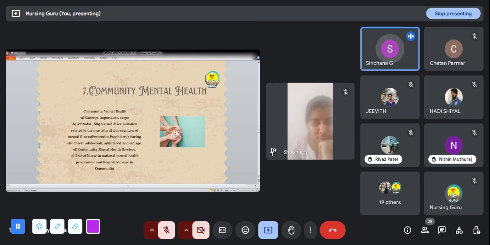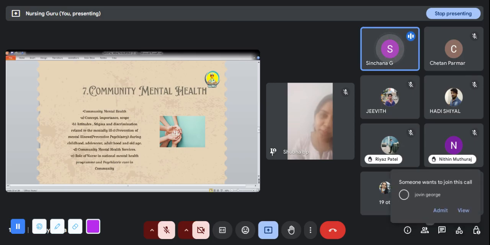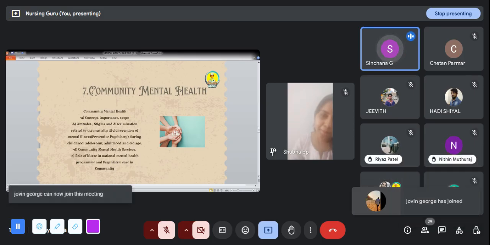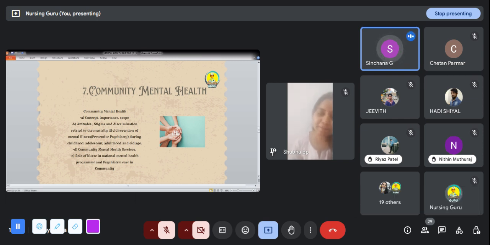The next one, here we are going to study the concepts, which are nothing but the ideas, then the importance of community mental health, then scope, then attitude, stigma, and discrimination related to mentally ill patients, and the prevention of mental illness, then preventive care for psychiatric patients during childhood, adolescence, and adulthood. See why? Because in the community we can see mentally retarded children. For that, we can't send them to hospitals to take treatment. For that reason, we can educate the people while providing health education regarding mental health. We can curb mental illness in the community. That will be very helpful for our society as well.